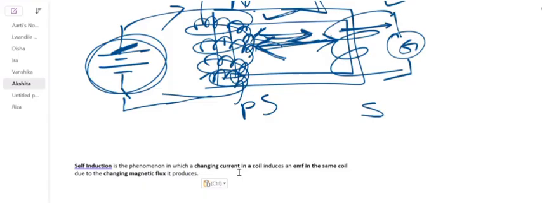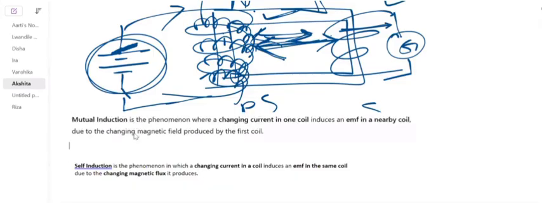So with the help of one coil, the other coil also gets charged due to the passage of EMF. Anything here that you are not getting? Understood? Mutual induction is the phenomenon where changing current in one coil induces the EMF in the nearby coil. Let's come to the next pointer.